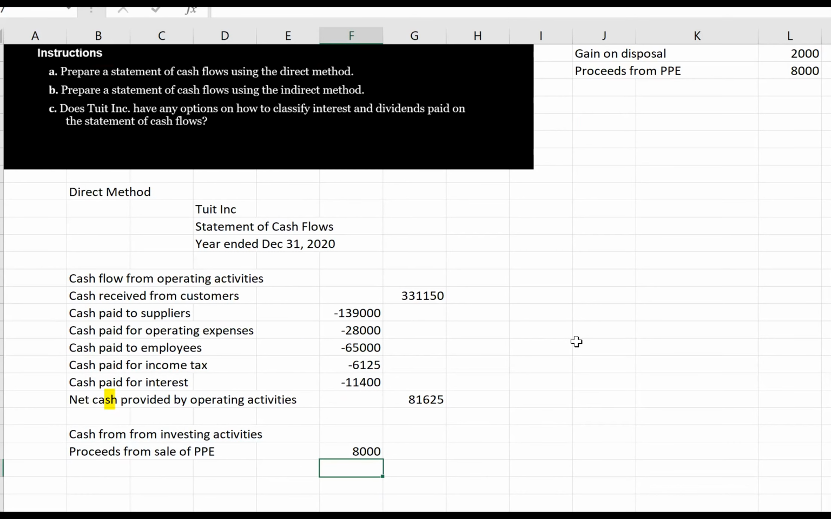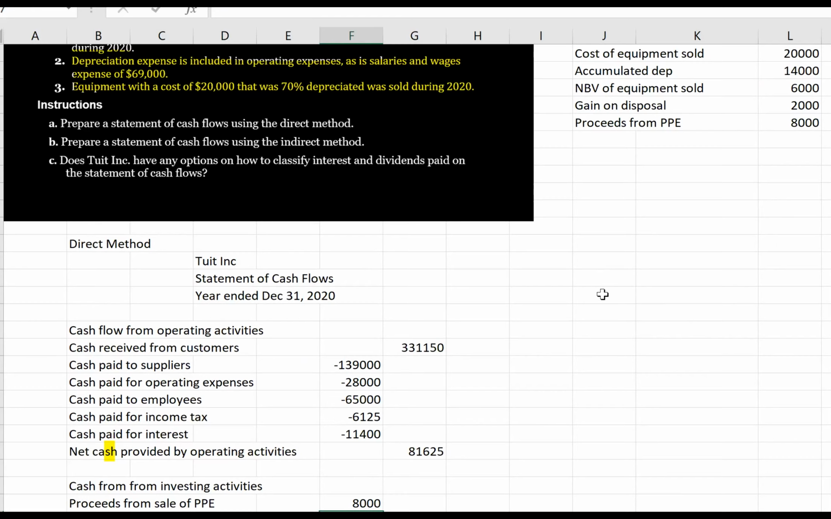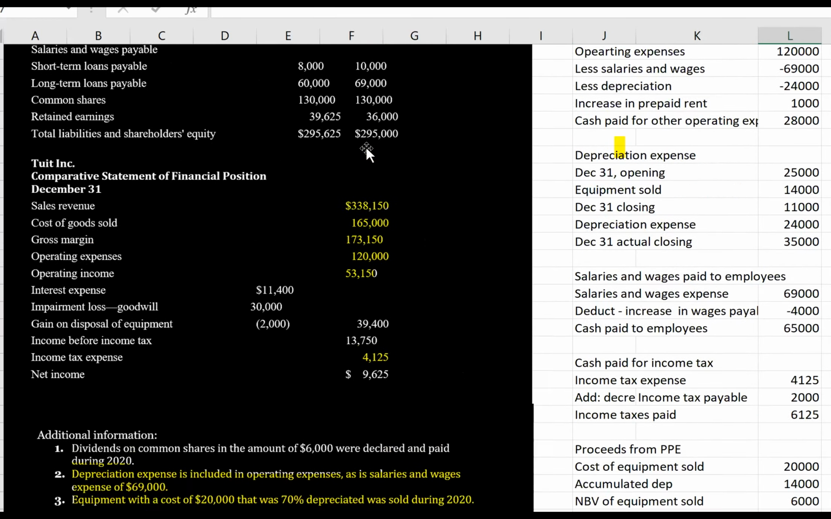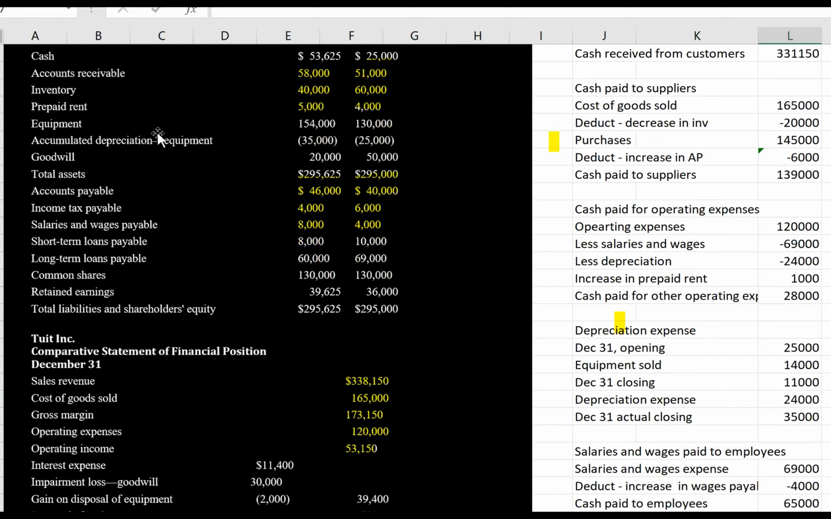Okay, so next we need to figure out what our purchases of PP&E were. So what about our purchases? It doesn't mean we only got rid of PP&E. We could have purchased PP&E too. So let's see if we had any purchases. What we're going to do is start with our equipment at December 31st, 2019, so our opening PP&E balance from the statement of financial position. And let's find that amount. So we had, not the accumulated depreciation, but the actual equipment account, so we had 130,000.